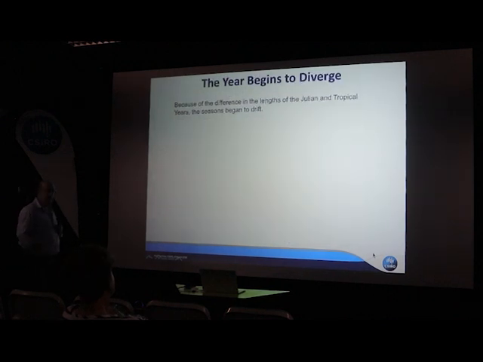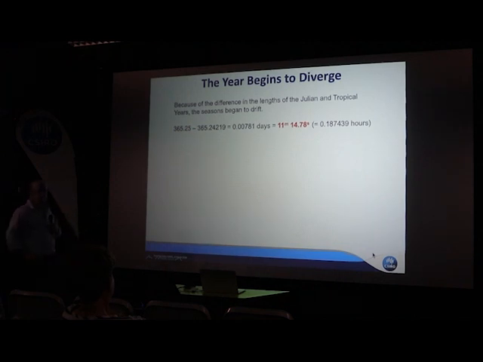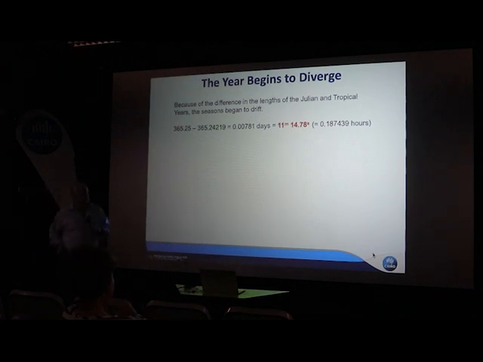The problem was that the length of the year is not exactly 365 and a quarter. It's a little bit less. Because of the difference in length between the Julian and tropical years, the seasons began to drift. You can see here the length of the Julian year, and this is the length of the tropical year. You end up with that much of a difference, which is equal to 11 minutes and 14.78 seconds, which equates to 0.187439 hours.